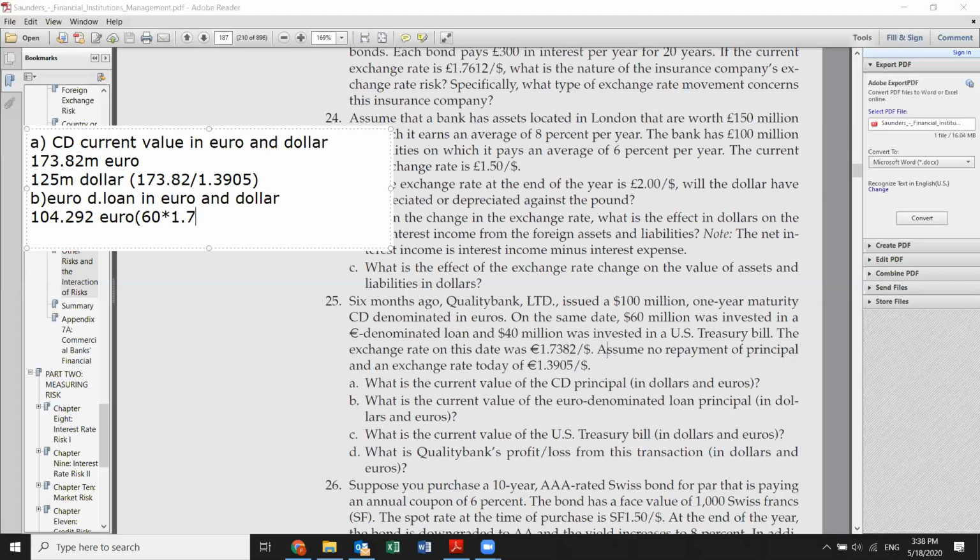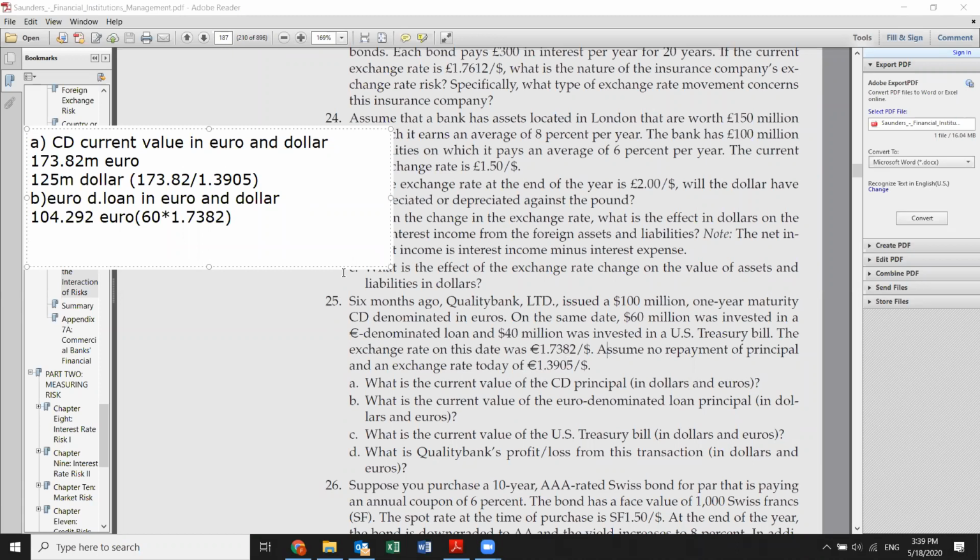So why did you multiply by the first rate, not the second? Because it was the rate on the date when we invested, and this is today's rate, okay? 1.73 is the investment rate or issuance rate, we can say. And today's exchange rate is this one. Okay. And this is how much we got in euro.